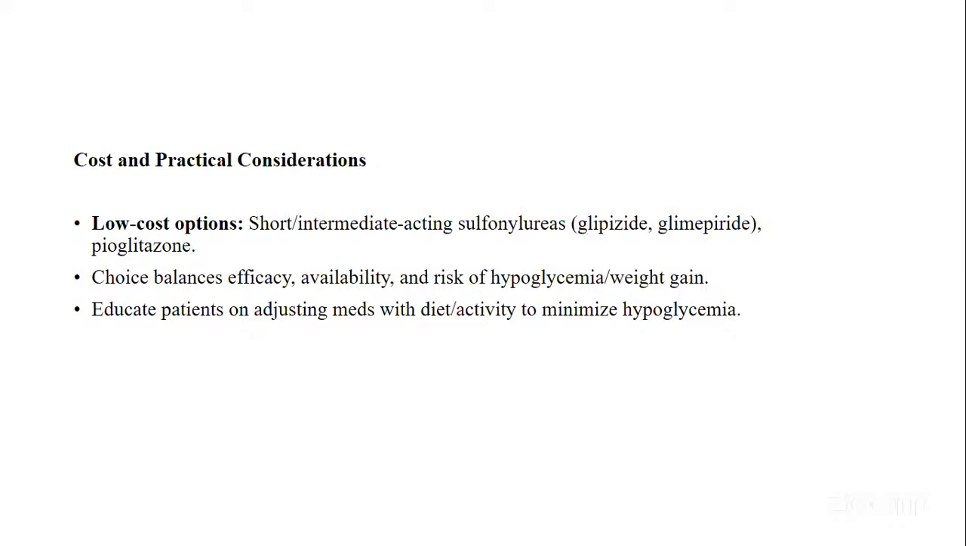The other is the cost. The low cost options are the short and intermediate acting sulfonylureas like glipizide and glimepiride, and the other is pioglitazone in case of sulfonylurea contraindication. So the choice balances efficacy, availability, and risk of hypoglycemia and weight gain. Then we have to educate patients on adjusting medication with diet and activity to minimize hypoglycemia.